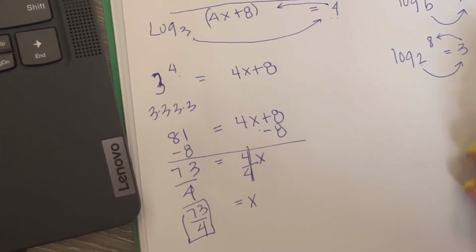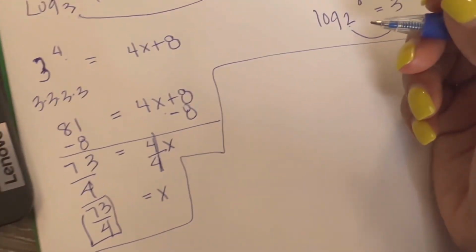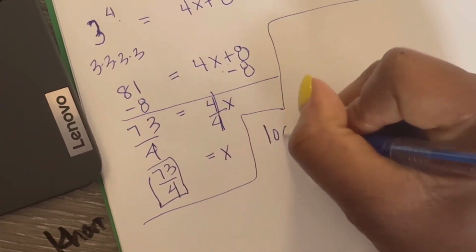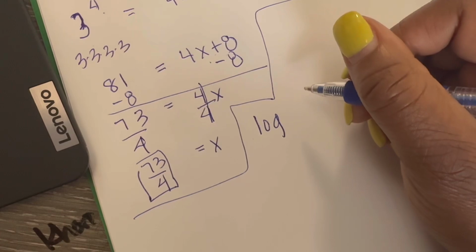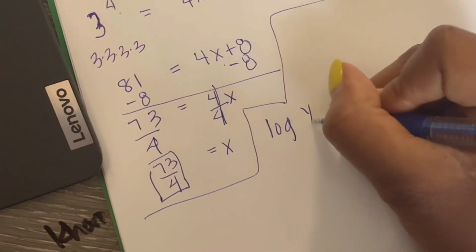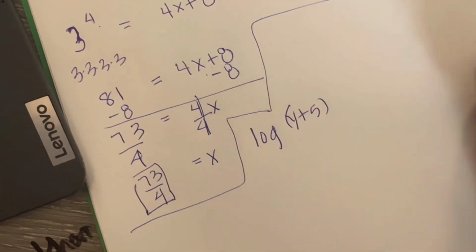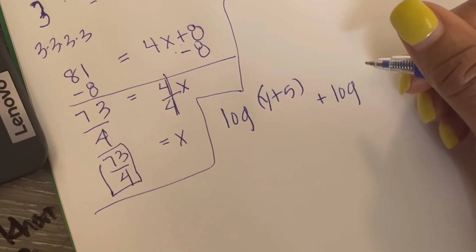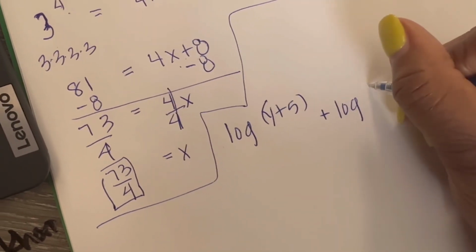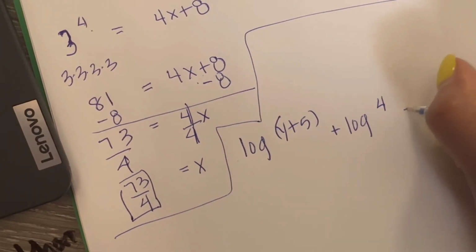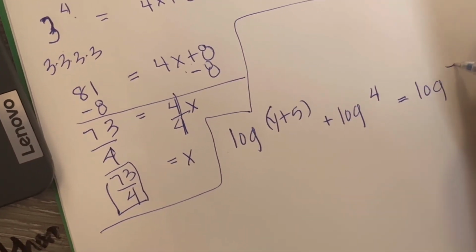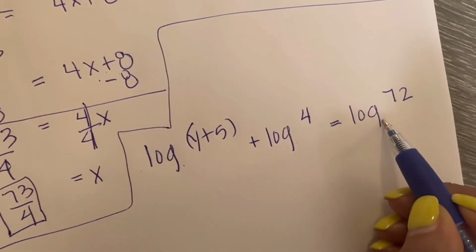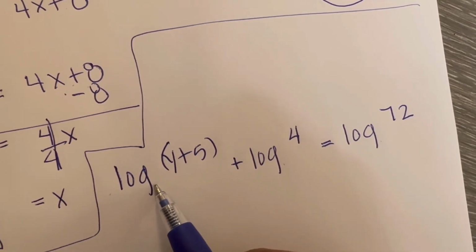Let's see if it gets harder than this. Of course, they get more difficult, or I don't want to use the word difficult, but they get different. So say you have log of y plus 5, and you're adding log 4, and you're making that equal to log of 72. Well, make sure the logs have the same base. Bases are all the same there. The base by default, if you don't see a base, is 10.